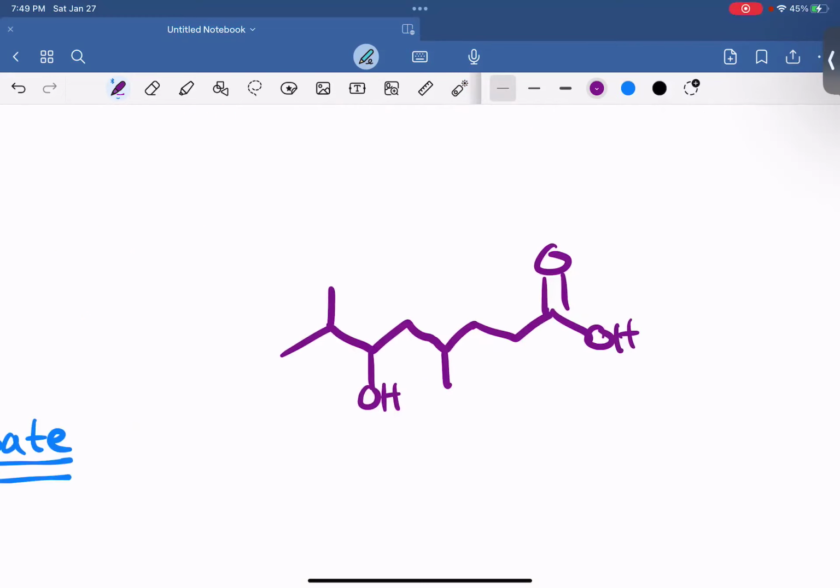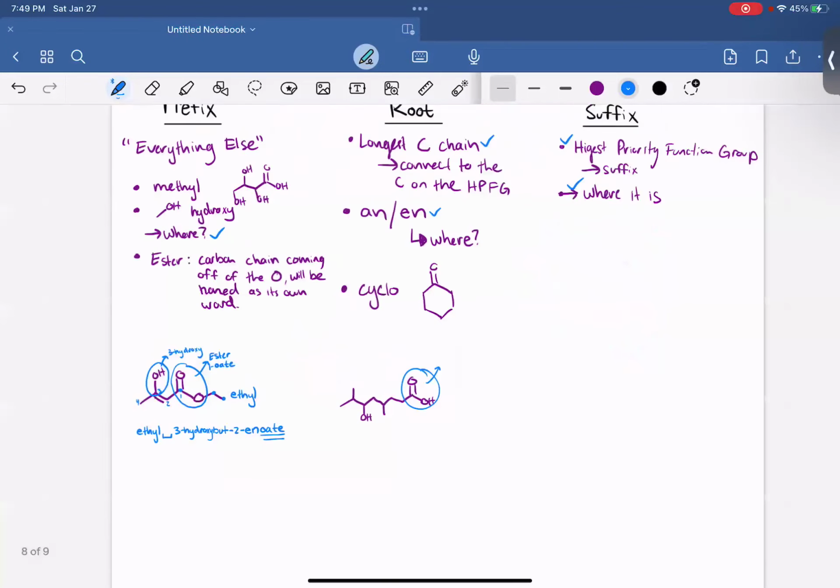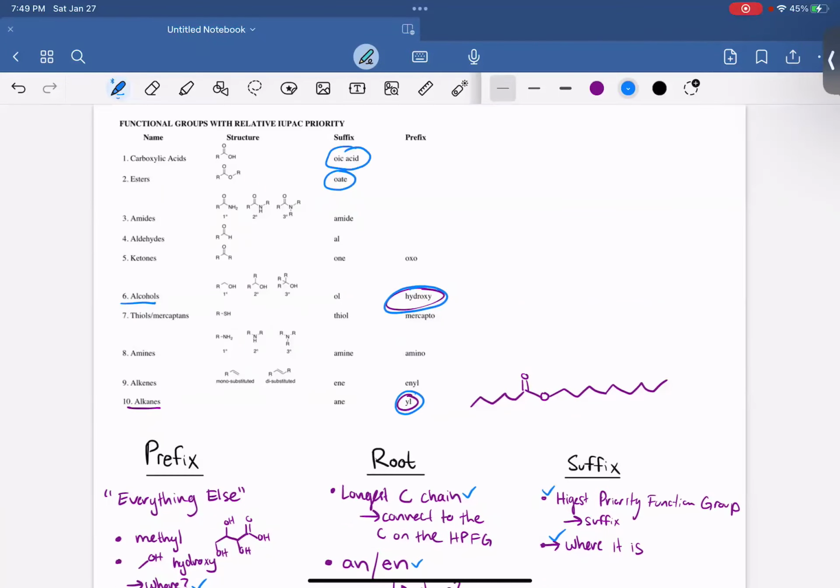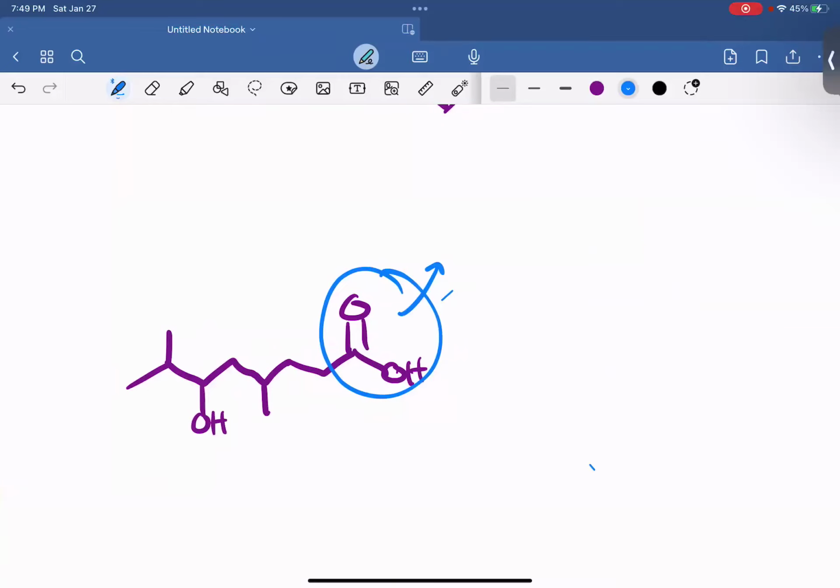Okay, so what I want to do is identify my highest priority functional group. In this case, it is a carboxylic acid. So if we look at our sheet here, carboxylic acid is oic acid. And like I said before, carboxylic acids are chain terminating, meaning that, of course, it's going to be on the one carbon there. Next, we are going to find our longest carbon chain that's connected to that carbon.